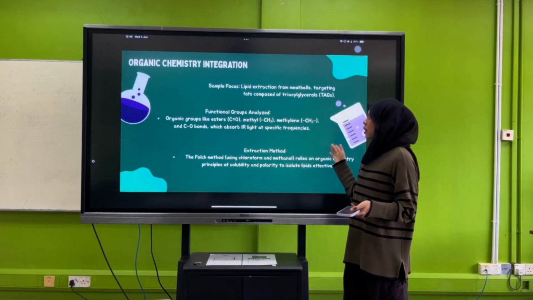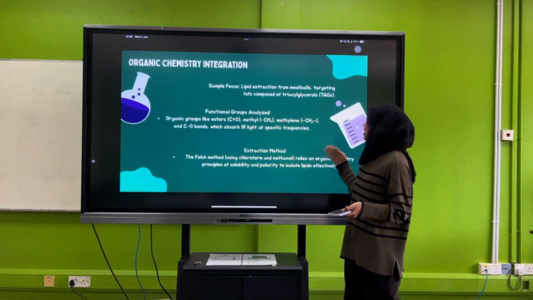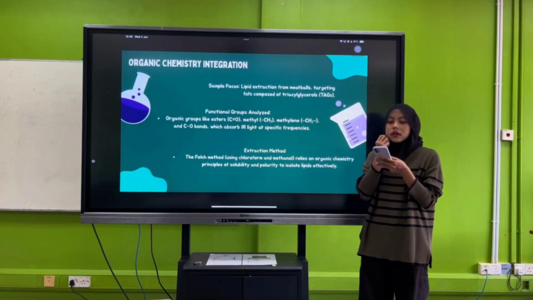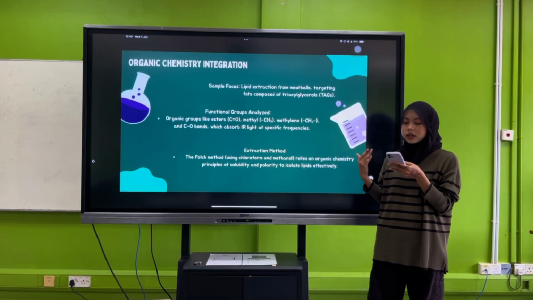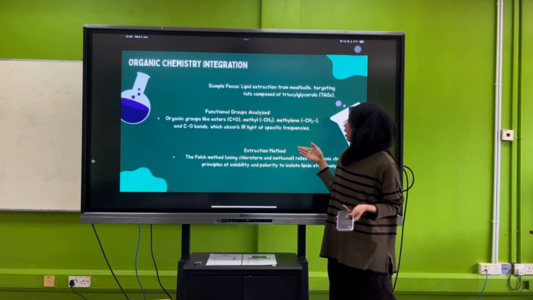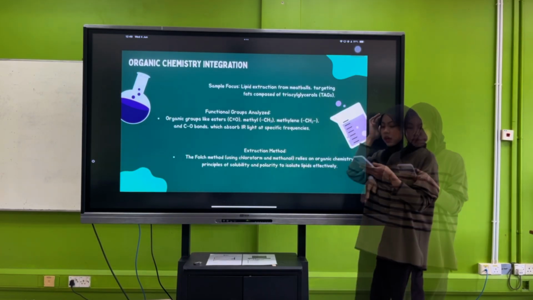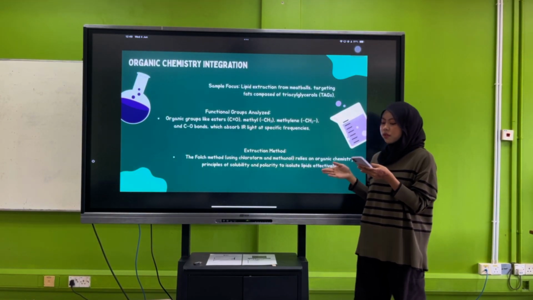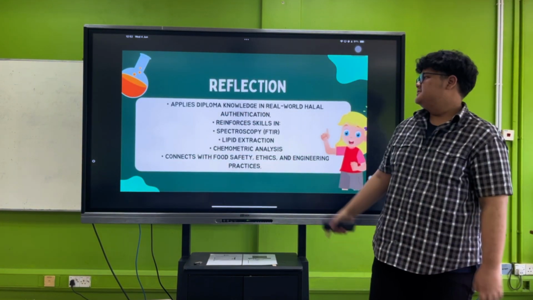Meanwhile, organic chemistry integration focuses on the extraction of lipids from meatballs, targeting fats composed of triacylglycerols. Lipids are mainly composed of triacylglycerol, which has functional groups such as esters, carbonyl, and C-H bonds, in terms of the acyl components. We also apply the Folch method for lipid extraction, which is a solvent extraction using chloroform and methanol.